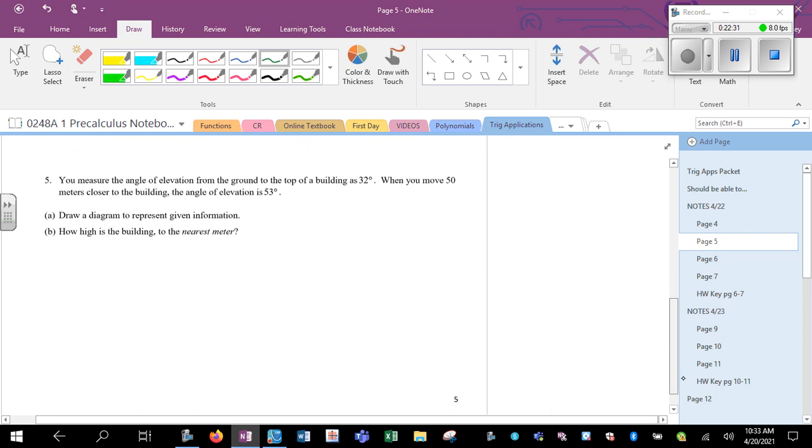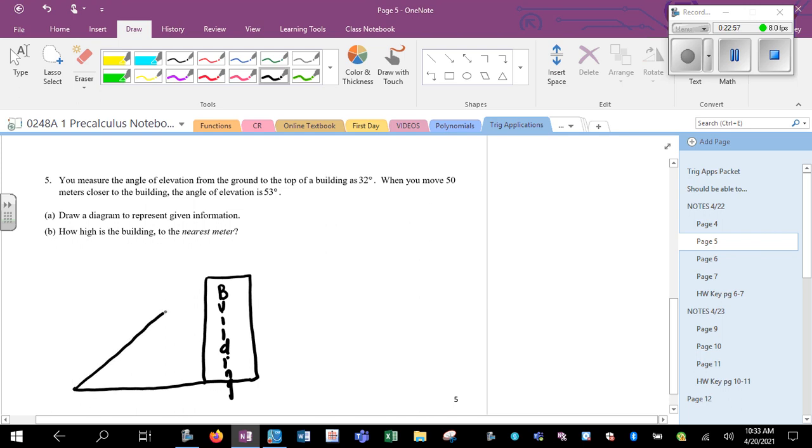Okay, last question. We want to find, okay, draw a diagram to represent the fact that the angle of elevation from the ground to the top of the building. So here's my building. That's my building. The angle of elevation is from the ground up. So to the top of the building is 32 degrees. We're going to move 500 meters closer, so maybe we're right here.